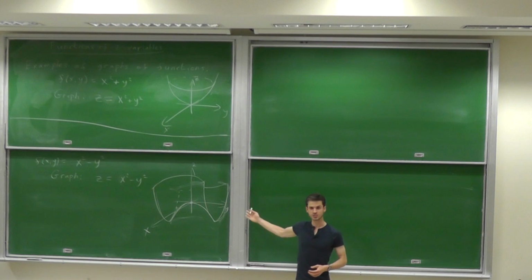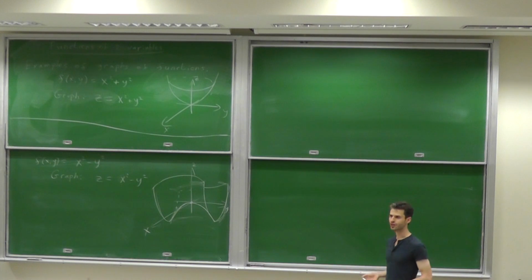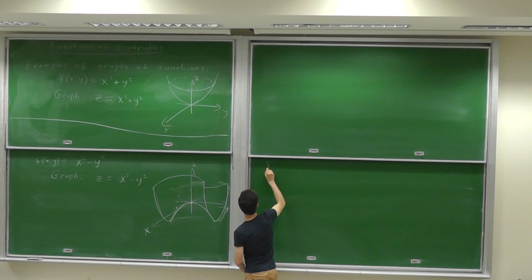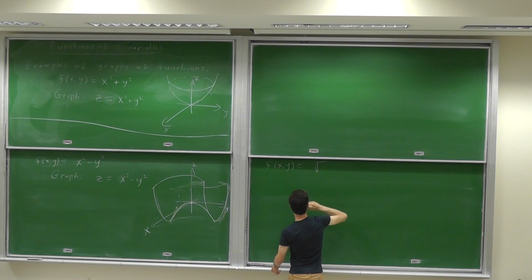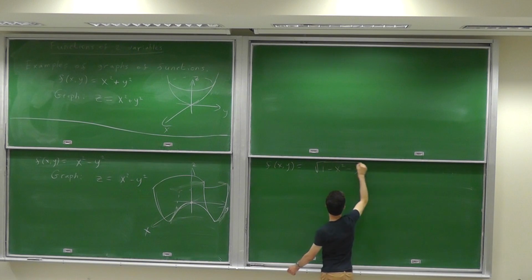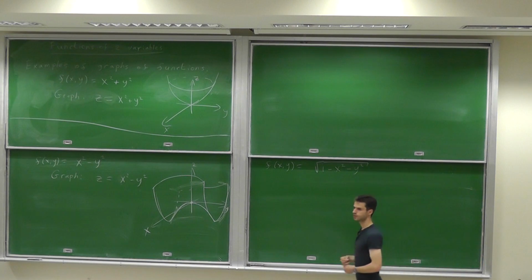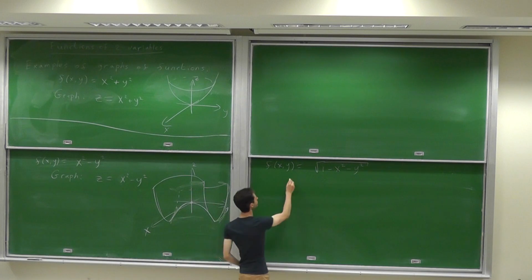Okay, so we've seen such a graph. There is another graph which we also have seen. It's a graph of the following function. F of xy is square root of 1 minus x squared minus y squared. Well, this function looks more complicated. What is the graph?